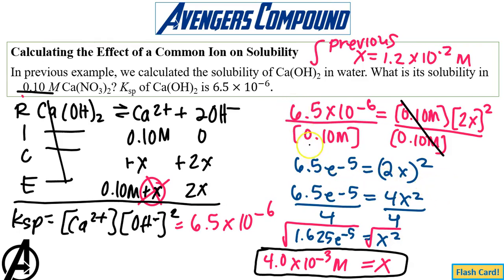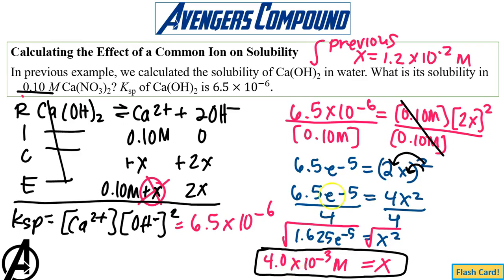And then now when I divide these two numbers, I get 6.5 times 10 to the negative 5. What is 2x squared? It's simply going to be 4x squared, okay? Because it's going to be squaring 2 and then squaring x. That's why I got 4x squared. I'm going to have 4x squared is equal to 6.5 times 10 to the negative 5. To isolate x squared, I'm going to divide by 4 on both sides. When I divide this number, 6.5 times 10 to the negative 5 divided by 4, I get 1.625 times 10 to the negative 5. Once I take the square root of both sides, I get x is equal to 4.0 times 10 to the negative 3 molar, which is my new solubility.